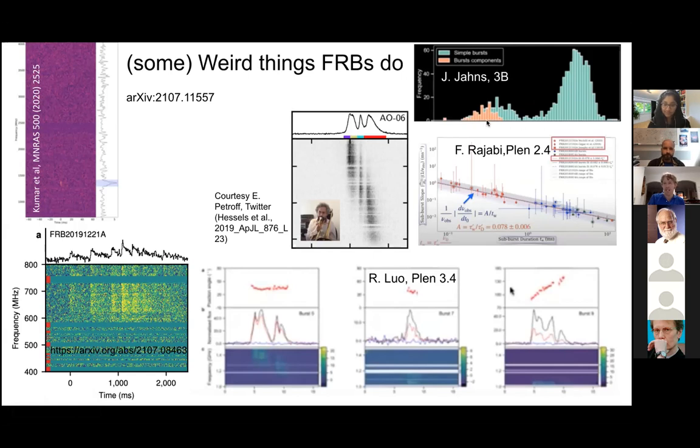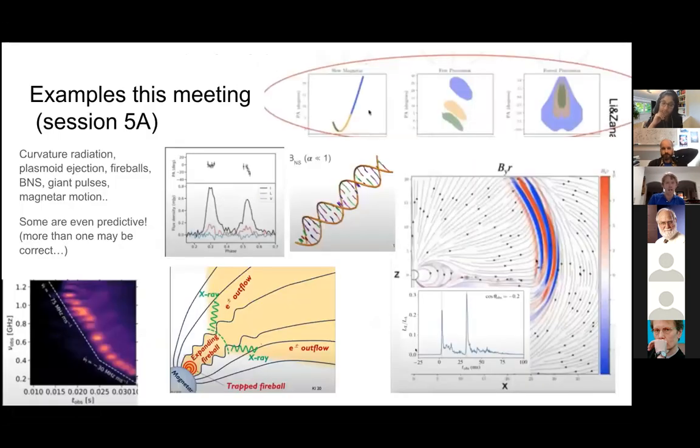And of course, if you extend this plot, this is around 1 to 10 milliseconds, this is around a minute. And of course, we also know that there's a 160-ish, 157 day periodicity. So if we take all that mess of things, we've had a bunch of different explanations brought up this meeting. These are plots taken from the contributors of session 5A, talking about curvature radiation, plasmoid ejection, fireballs, binary neutron stars, all of this.